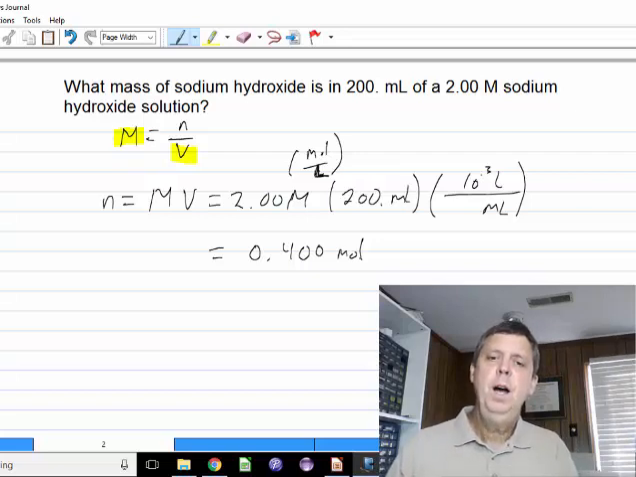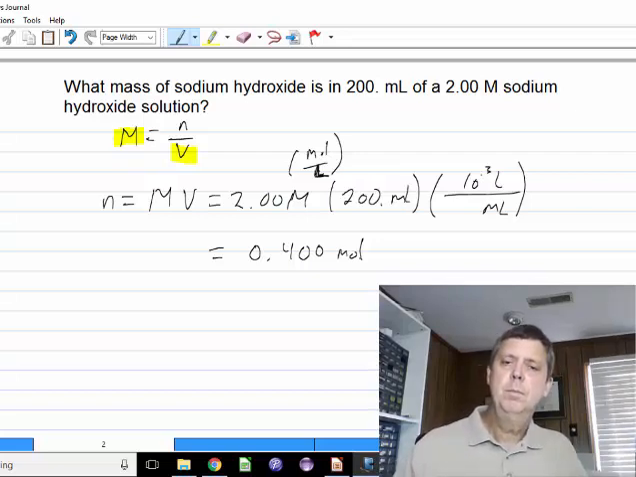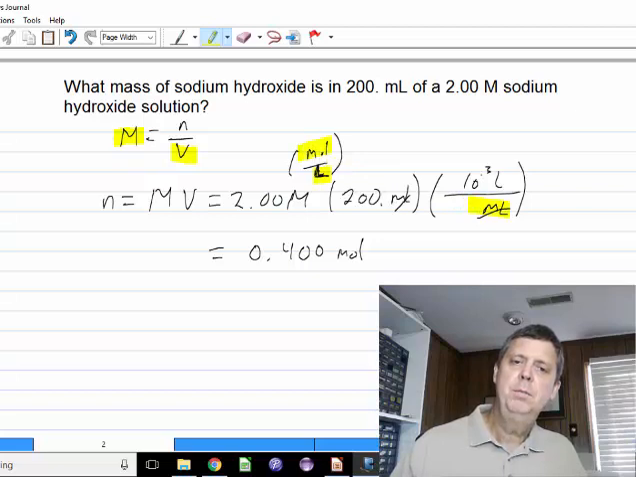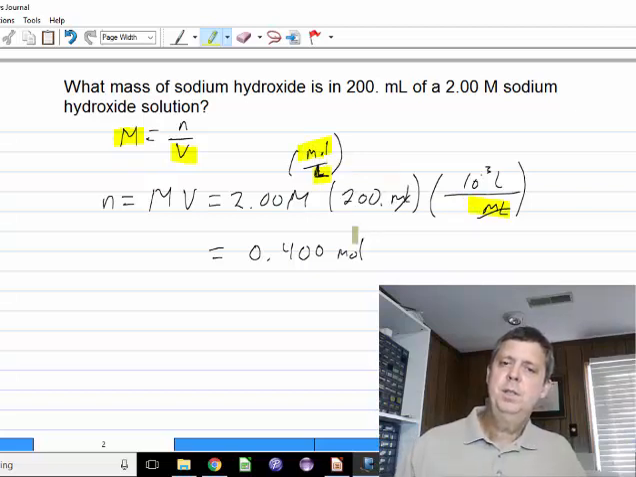Because if you look at units, milliliters cancel milliliters, liters cancels the liters in molarity. Again, I abbreviated up here. And we're left with the moles up here. So that gives us 0.4 moles.